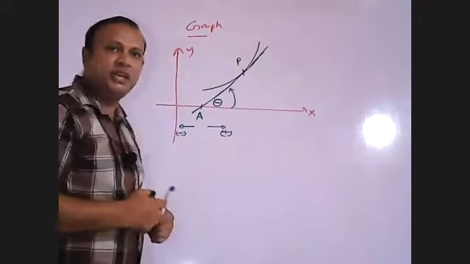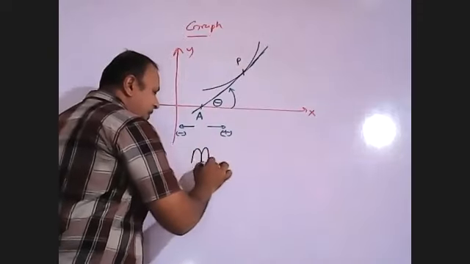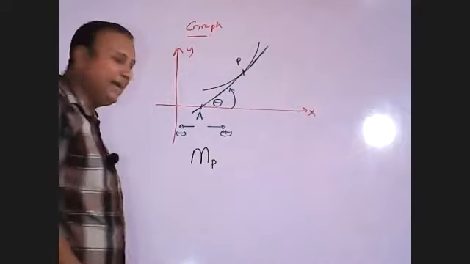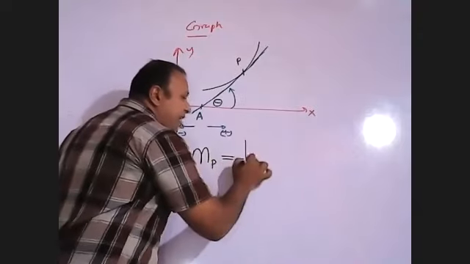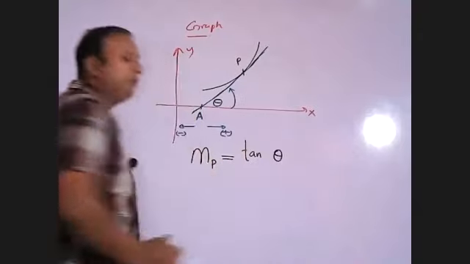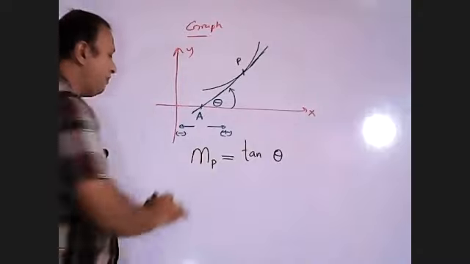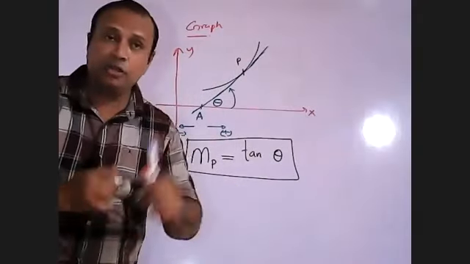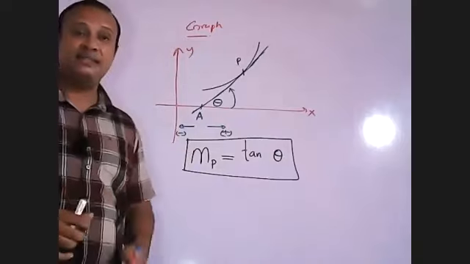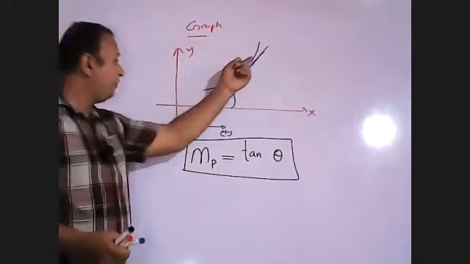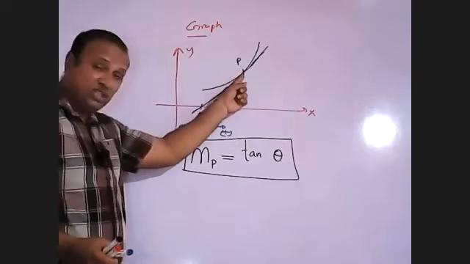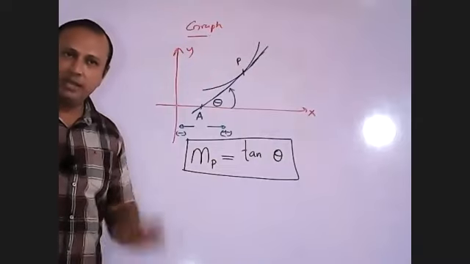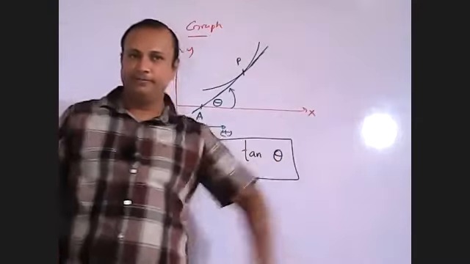The gradient of the graph at point P is defined as the tan value of that angle. Therefore, the gradient of the graph is defined as the tan value of the angle between the tangent and the positive side of the x-axis. Did you understand that? There is only a definition.